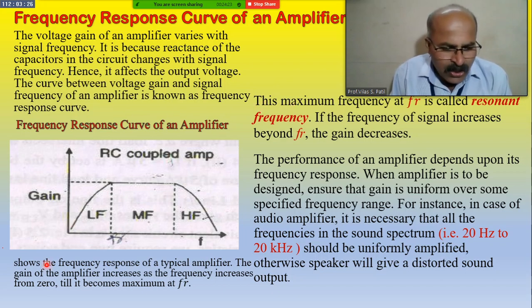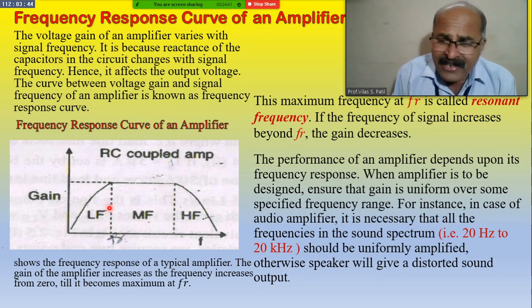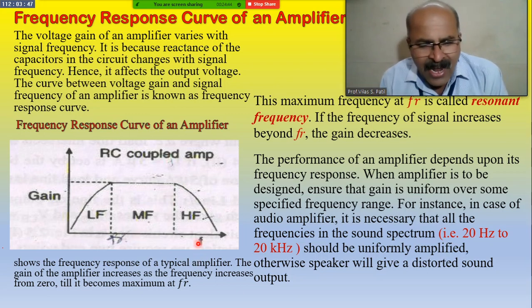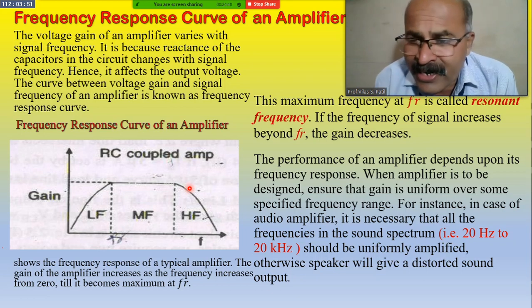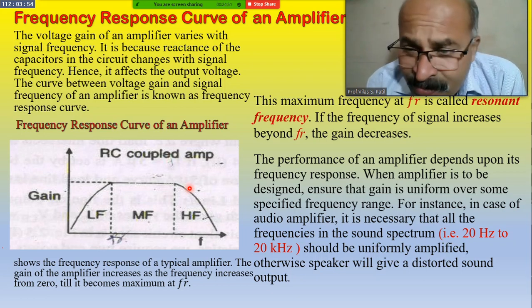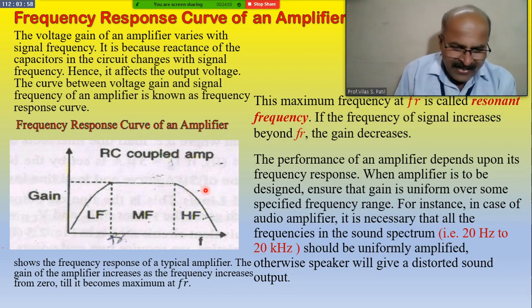This shows the frequency response curve of a typical amplifier. The gain of the amplifier increases as the frequency increases, and that band is known as the lower frequency band. Where the voltage gain is constant, that band is known as the medium frequency band. And where the gain of the voltage decreases as the frequency increases, that will be known as the higher frequency band.